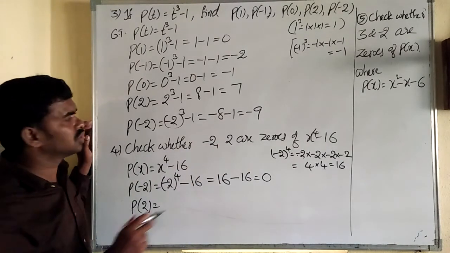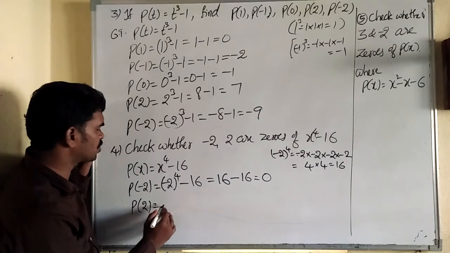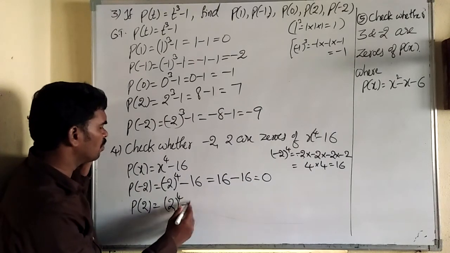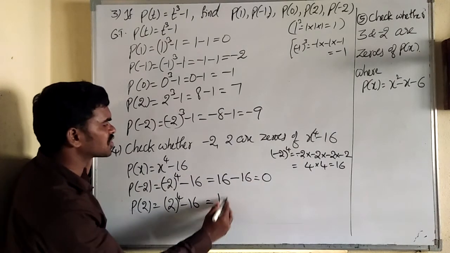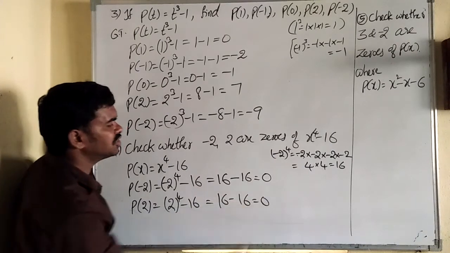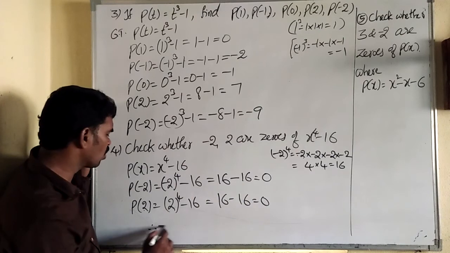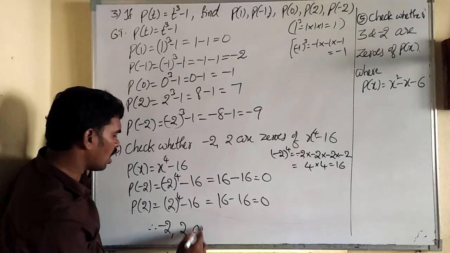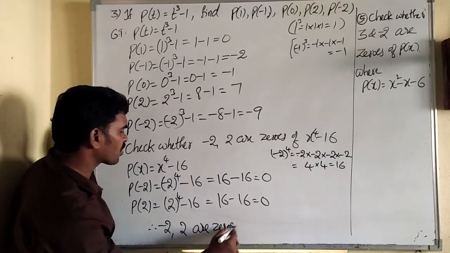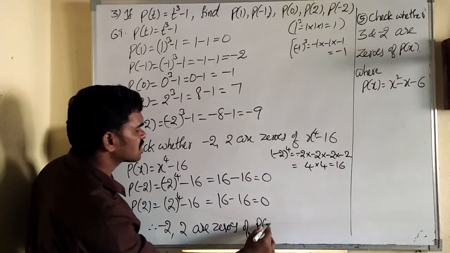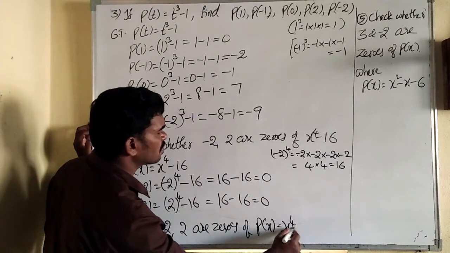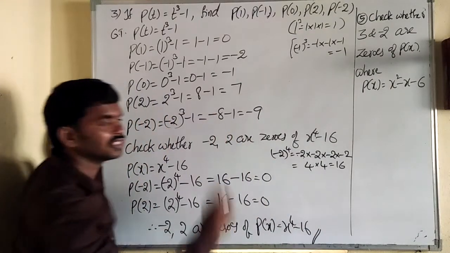Coming to the point, 2 also substitute. So 2 power 4 minus 16. What is 2 power 4? 16. So 16 minus 16, how much? 0. So for 2 also the answer is 0. Therefore -2, 2 are zeros of P of x. What is P of x? x power 4 minus 16 is the solution.